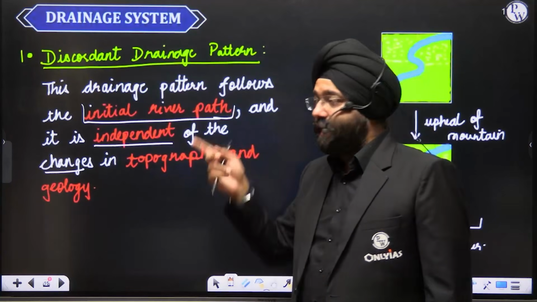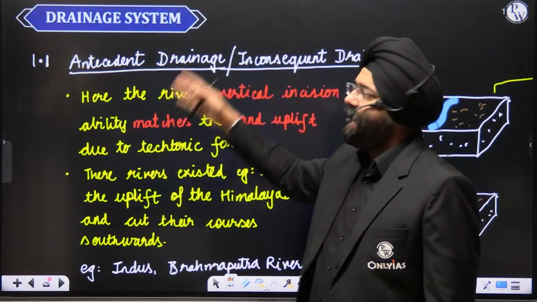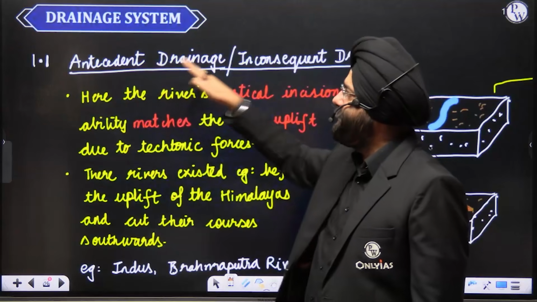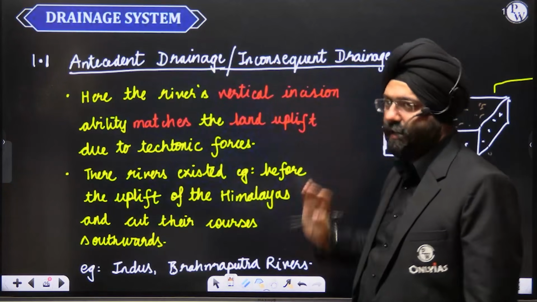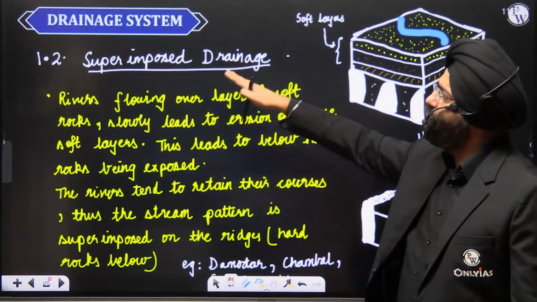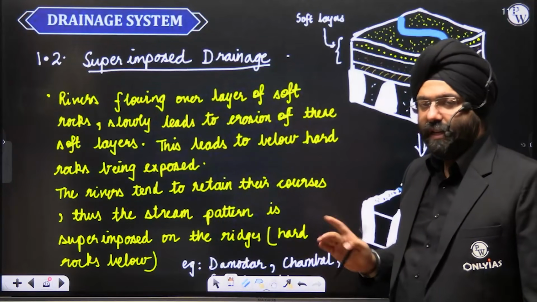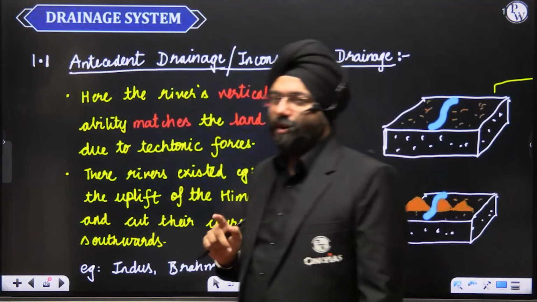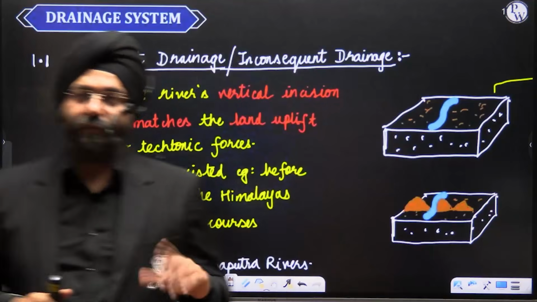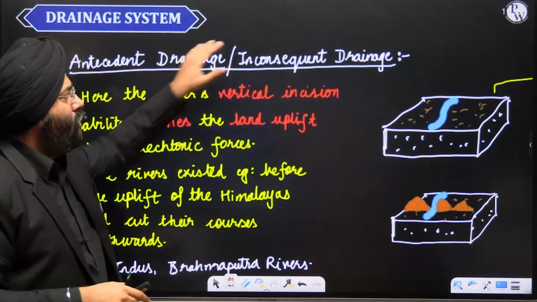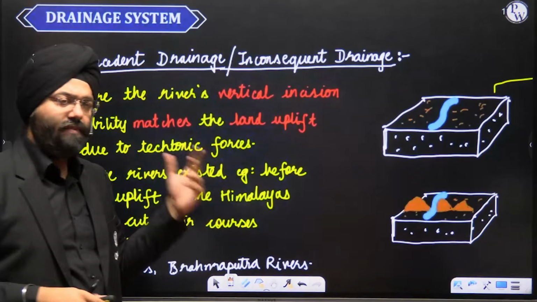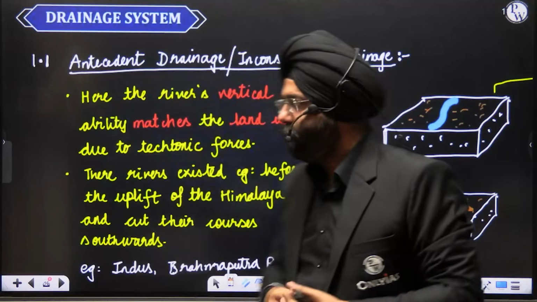Now, under the discordant, we have two types. The antecedent drainage or inconsequent drainage, as we say. And second is superimposed drainage. Clear? So please understand, under the discordant, we have two categories. First is the antecedent drainage or the inconsequent drainage. Same thing, doesn't matter. Now let's see them.